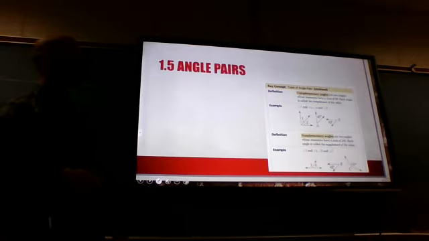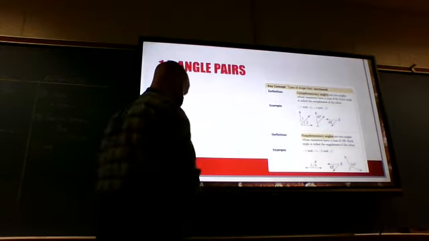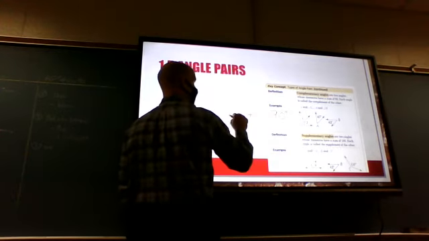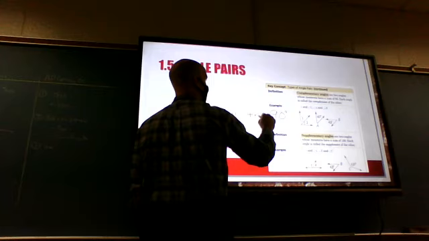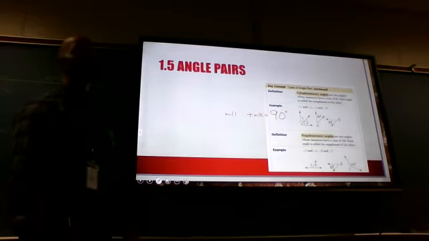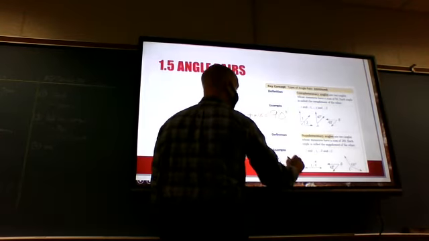And then we have complementary and supplementary angles. Complementary angles add up to 90 degrees, so the measure of angle 1 plus the measure of angle 2 is 90. Supplementary means they add up to 180.